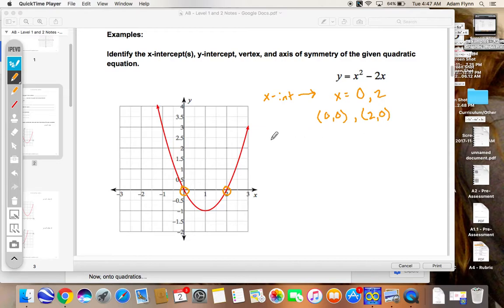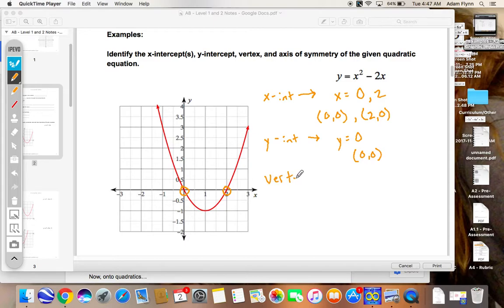Okay, so now I'll do the y-intercept. So I'm looking for where this function crosses the y-axis, and it also crosses at this point. So at the y-coordinate, y is 0. Again, if you want to write the ordered pair of that coordinate, that is fine too.